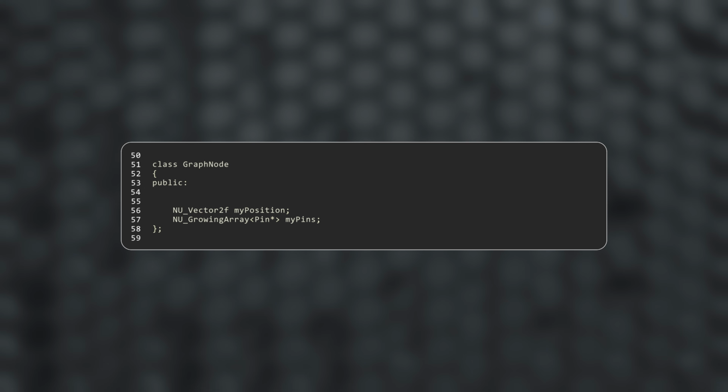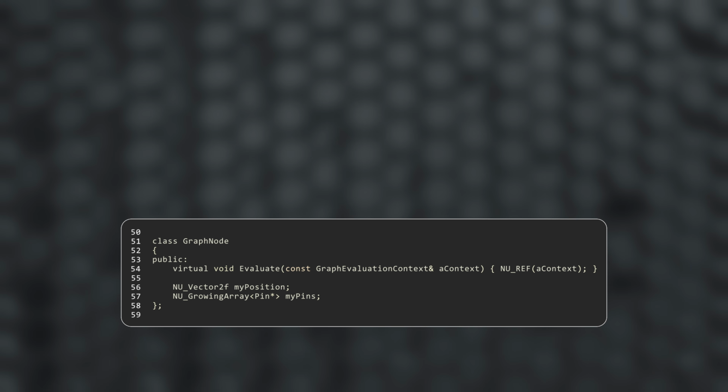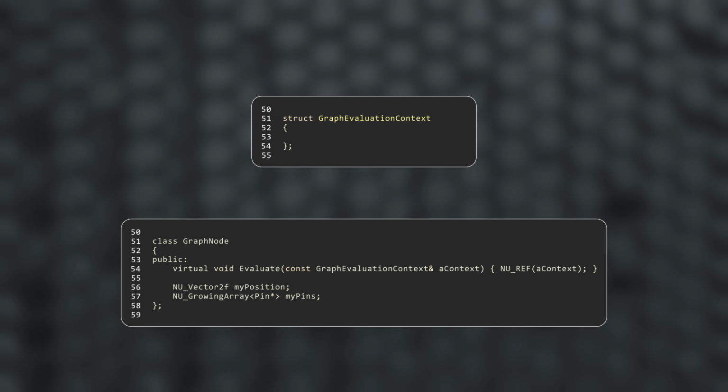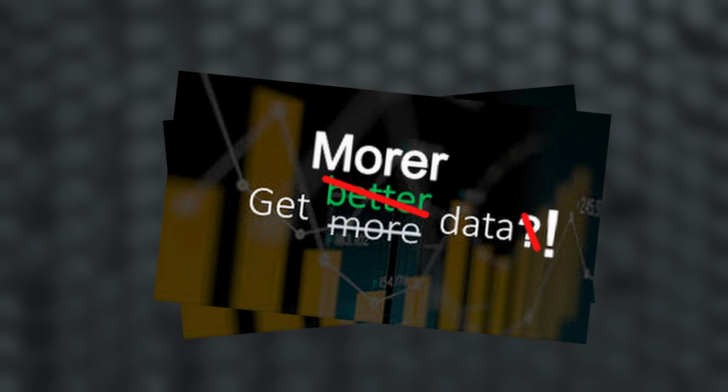Make it virtual so we can override it with custom logic depending on what type of node it is, and have it take an evaluation context, which can hold any data necessary to evaluate the graph. For now, we'll leave it empty, but this way we don't have to change any derived functions in the future when we eventually want to pass on more data down the graph.